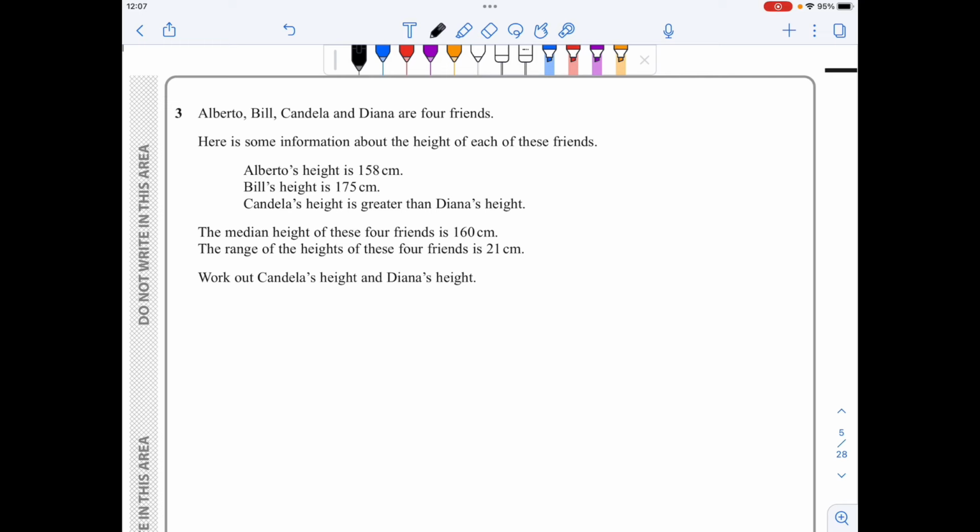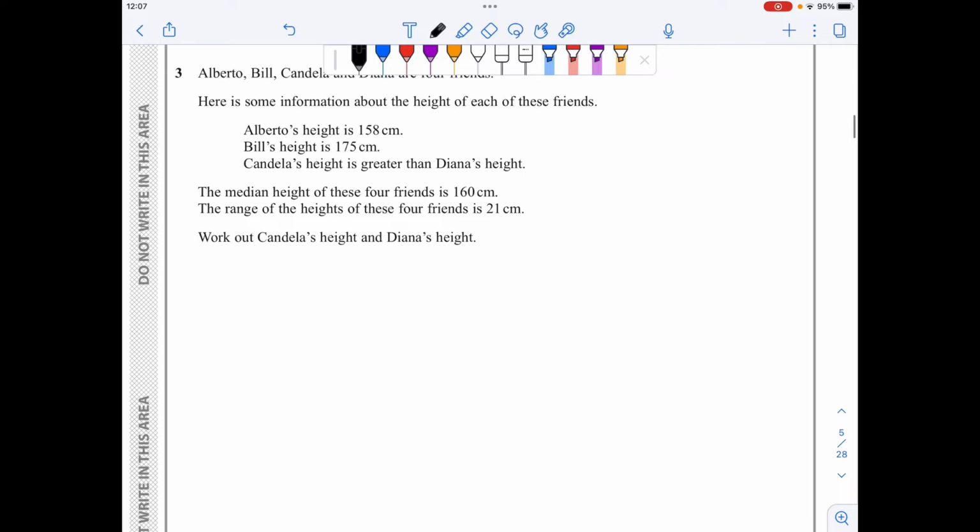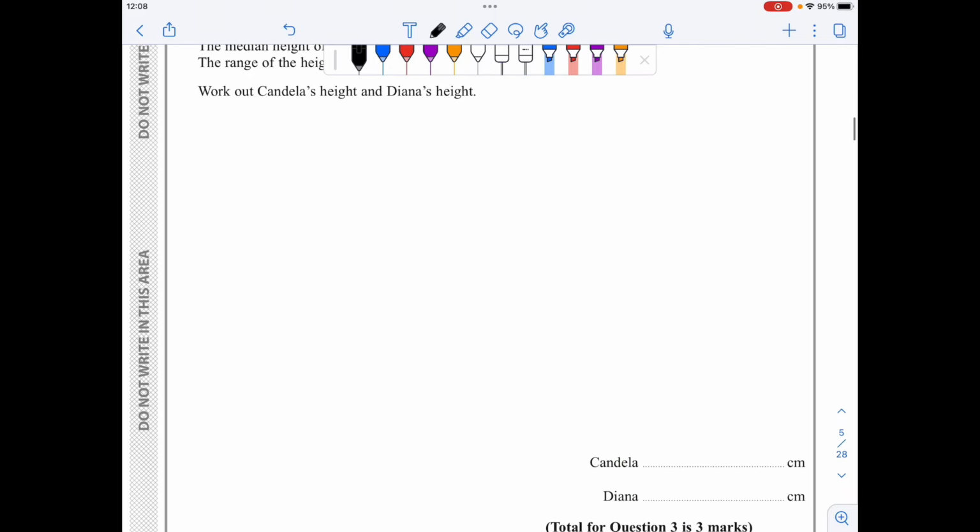In question 3, I've got 4 numbers. I know 2 of them. I know the median and I know the range. I need to find the 2 missing ones. Now I will consider different cases. Some of these you can do in your head, but I will write down all my thinking so you can understand how I reach the final solution.